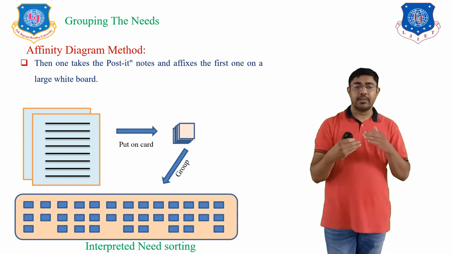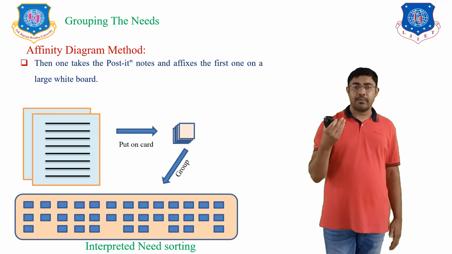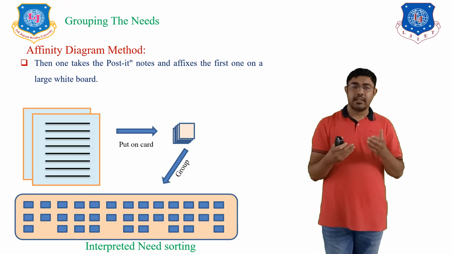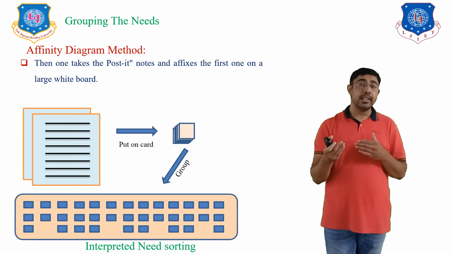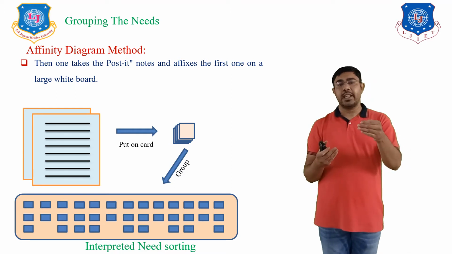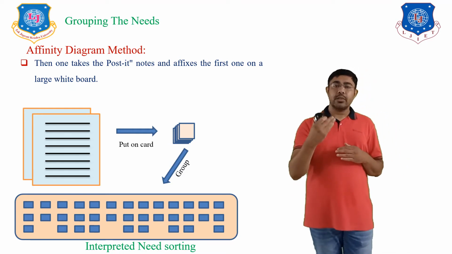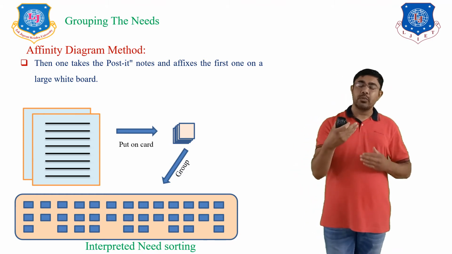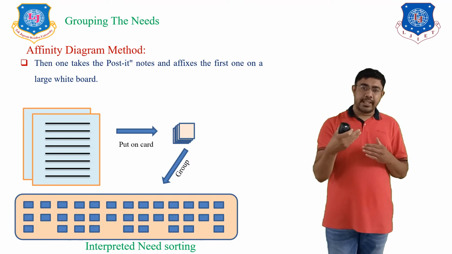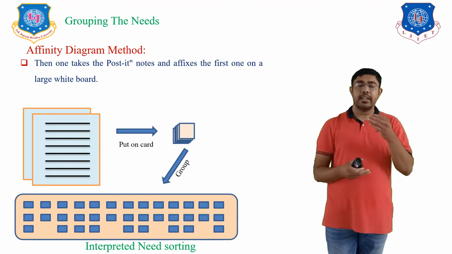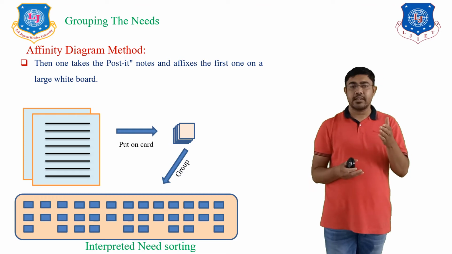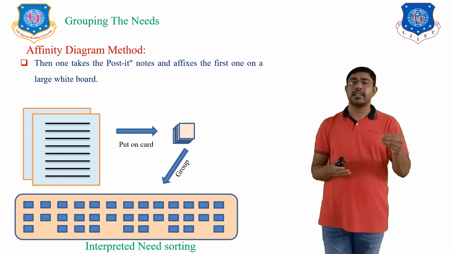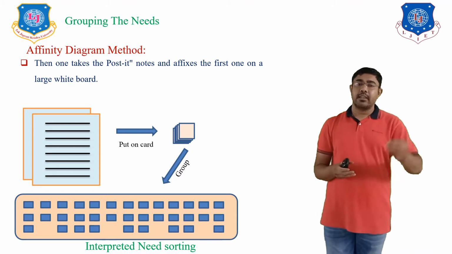Then you pick up the second post-it note, and if you check that this interpreted need is varying, then you stick it in a second column. Then again you take the third post-it note, and if you check that this need is similar to the first column's need, you put this post-it note in the first column.